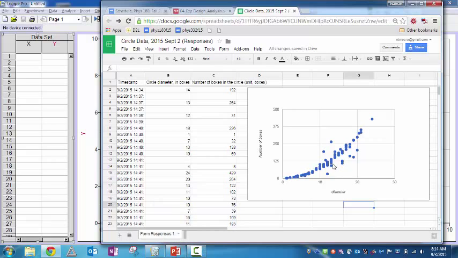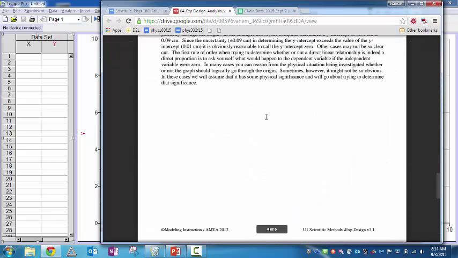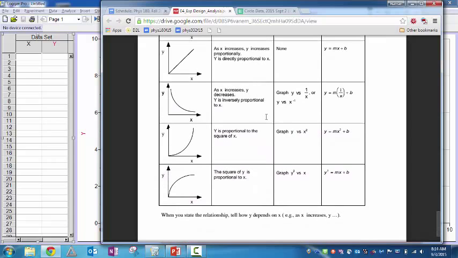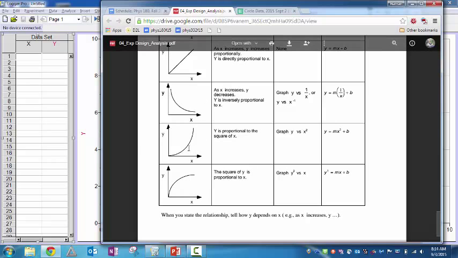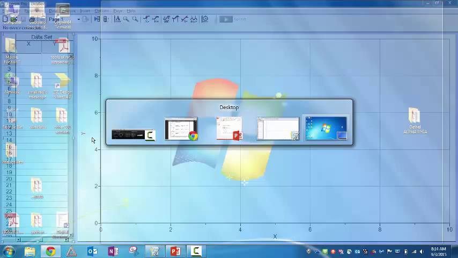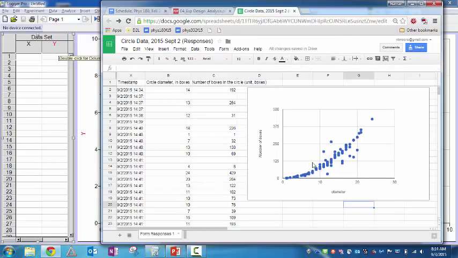Now, let's see. If you recall, we had this reading about fitting. If you go to the last page, they talk about what to do if the relationship between the input and the output, the x and the y, isn't a straight line. And so you can kind of treat this like a pattern matching exercise. If you see this line, what does this line look like?